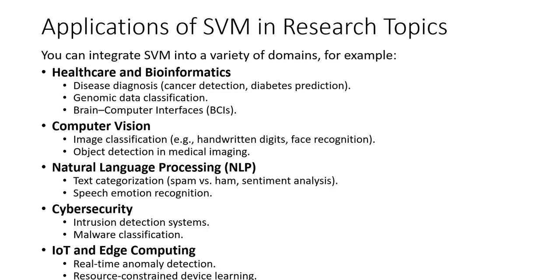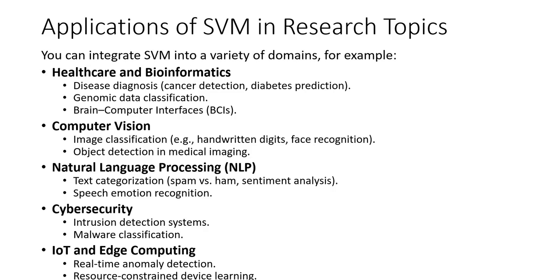In natural language processing, it can perform text categorization, spam detection, and sentiment analysis. In cybersecurity, it can support intrusion detection and malware classification. Lastly, in IoT and edge computing, it can be used for real-time anomaly detection and intelligent processing on resource-constrained devices. The most important point for researchers is that SVM can be adapted to different datasets and real-world problems.